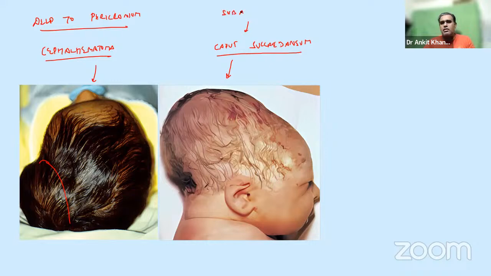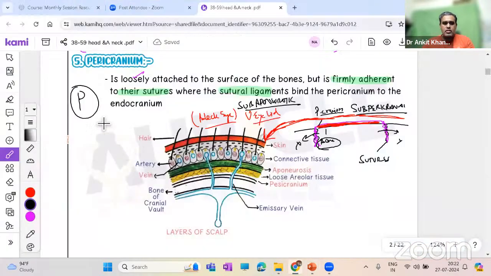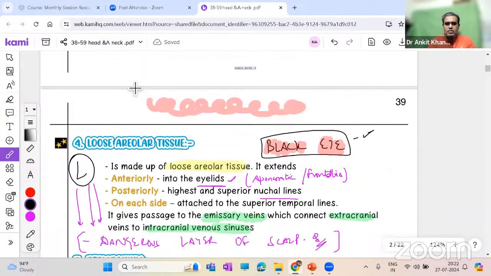Caput succedaneum is nothing but a subaponeurotic bleed, or bleeding in the loose areolar tissue around that part. So it is not going below the pericranium. This is the point, so do remember this. So these are the 5 layers of the scalp. I hope the point is clear.